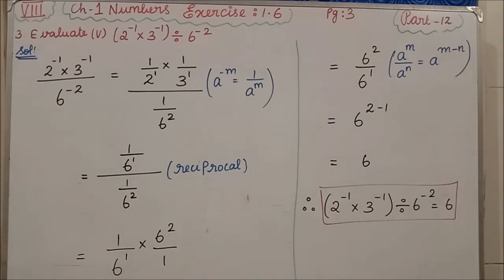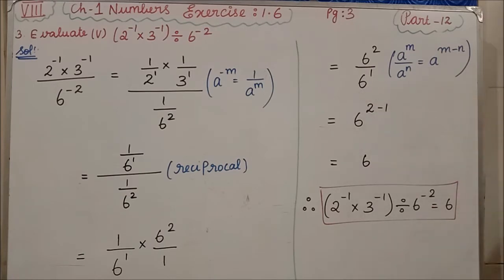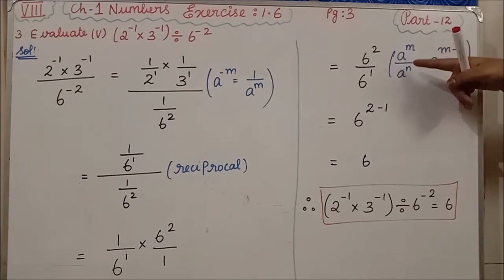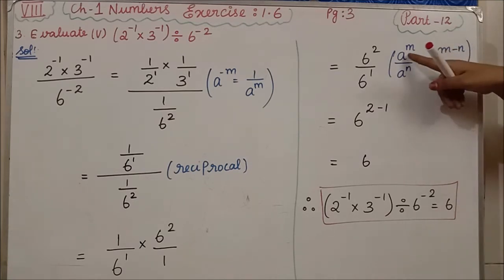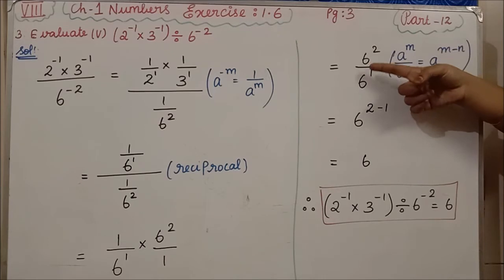Now what rule is coming? We are having the quotient law. Here also the base is 6, here also the base is 6. So a power m divided by a power n. If both the bases are same in the quotient, in the divide form, and only the power is different, how do we have to write? We have to write the one base and m minus n we have to write. See, the same format I am doing here. Here both the bases are 6.